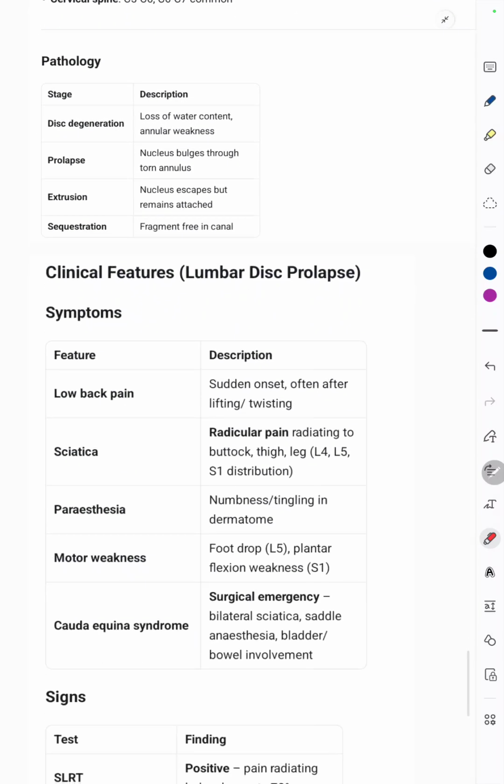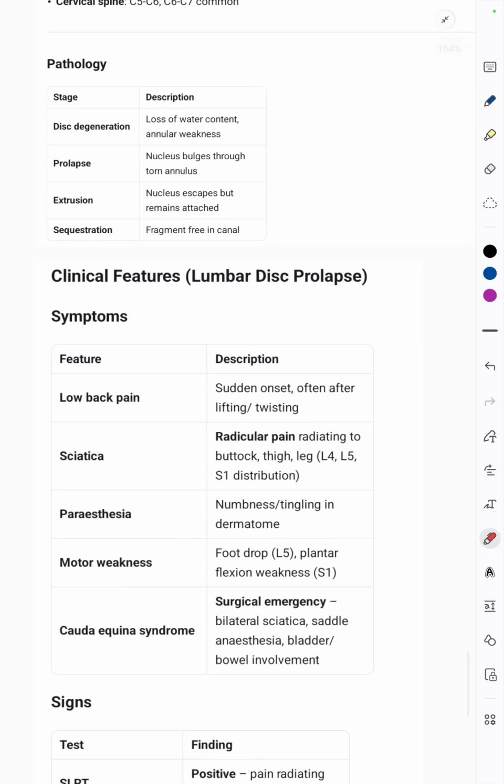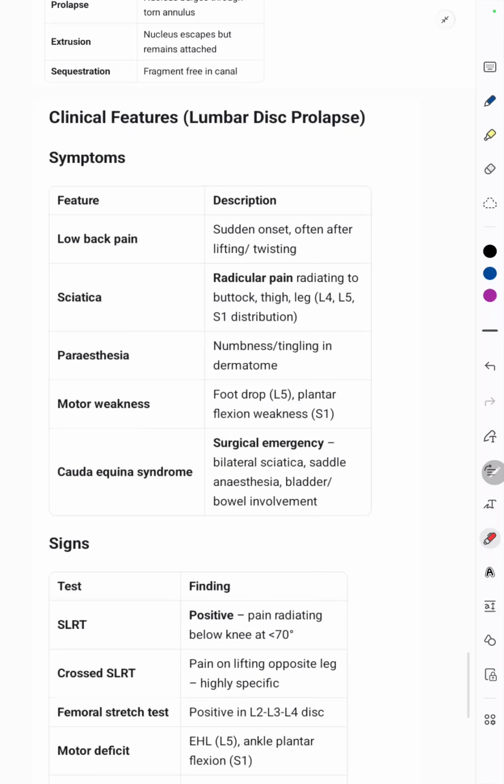Then pathophysiology: there is a loss of water content leading to disc degeneration. Then there is a prolapse, that is the nucleus bulges out through the annulus. Extrusion, the nucleus escapes out. At sequestration, that is a fragment lying free in the canal.